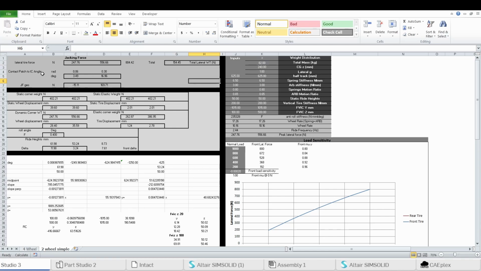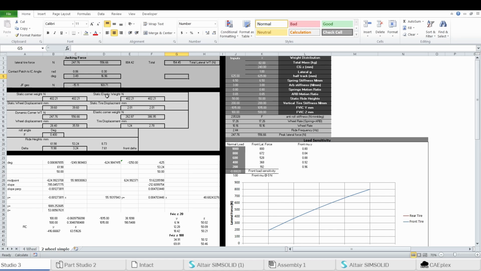And then I use the contact patch instant center angle, or the N line. I find the angle for each one. And then using the N line and the lateral tire force, I'm calculating the jacking force. So it's just the tangent of the N line angle times the lateral tire force, and you get the vertical component. And that's your jacking force.